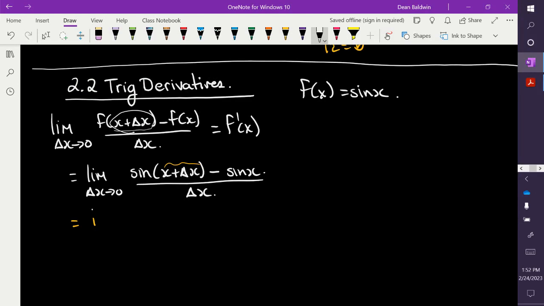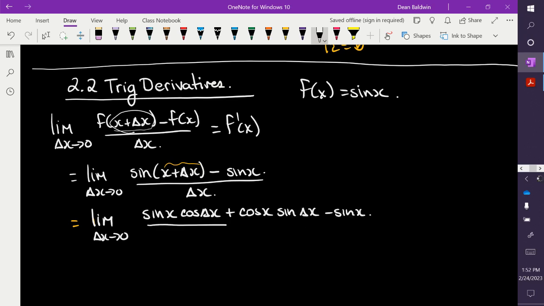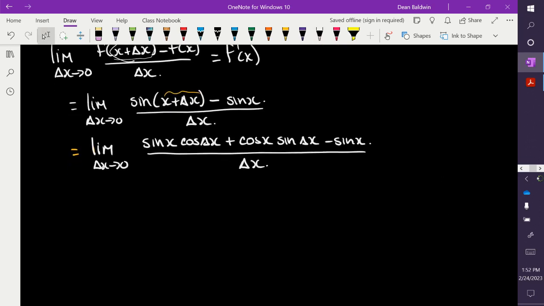we're writing in white apparently. The limit as delta x goes to 0 of sine x cos delta x plus cos x sine delta x, and there's a minus sign on the end, and it's all over delta x. I like her position. That's the addition identity. You don't need to remember that. I'm not going to ask you to redo this.